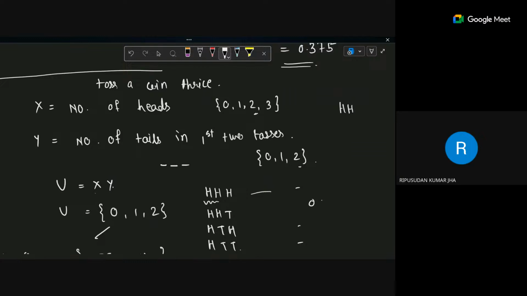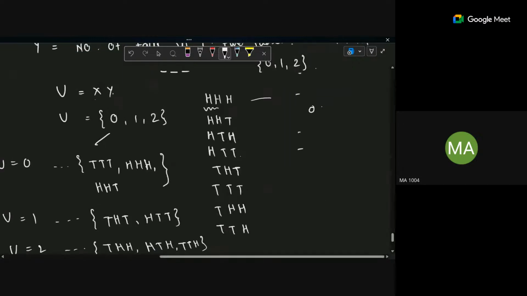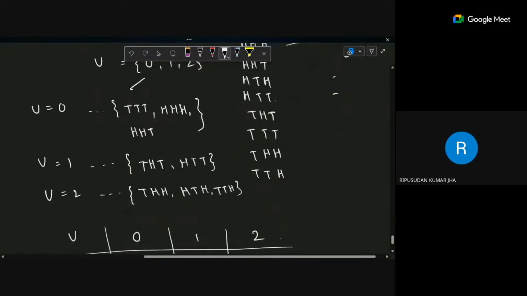Ma'am, is it TTHH? TTHH, but this is not possible because you are tossing a coin only 3 times. Okay, so that's how we are discriminating the value 4, right? Otherwise it's possible, right? Because 2 into 2 is 4 possible, 2 into 3 is 5 possible, but they will not occur from the outcome itself. It's not possible to take these values.